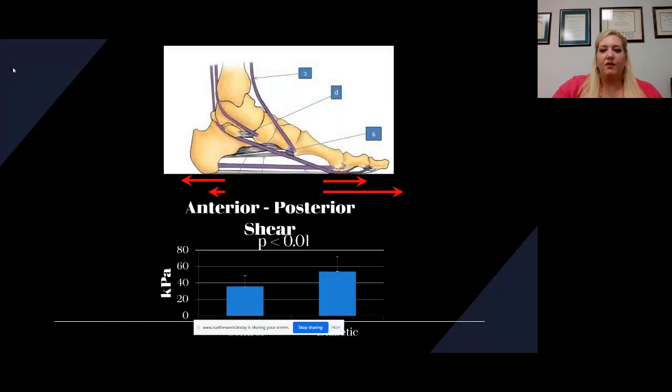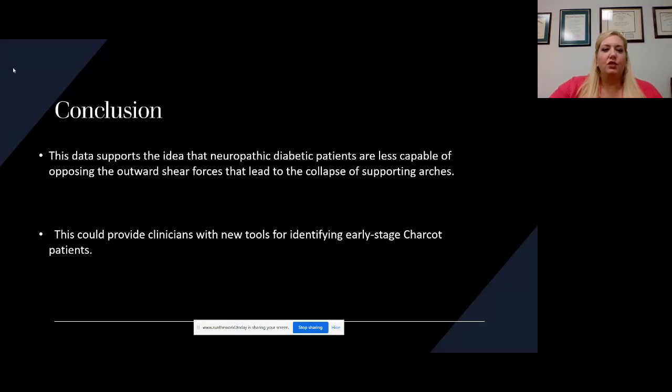So this is what we found, those anterior posterior shear forces. You can see in our diabetic populations, they were a lot greater than the patients that were in our control group, those non-diabetic patients. So the conclusion was that this data supported the idea that the neuropathic diabetic patients are less capable of really opposing those outward shear forces. So they just didn't have the ability, probably because of the motor, sensory, and autonomic neuropathy that we talked about, and therefore the collapsing of the arch was a greater propensity in these patients.